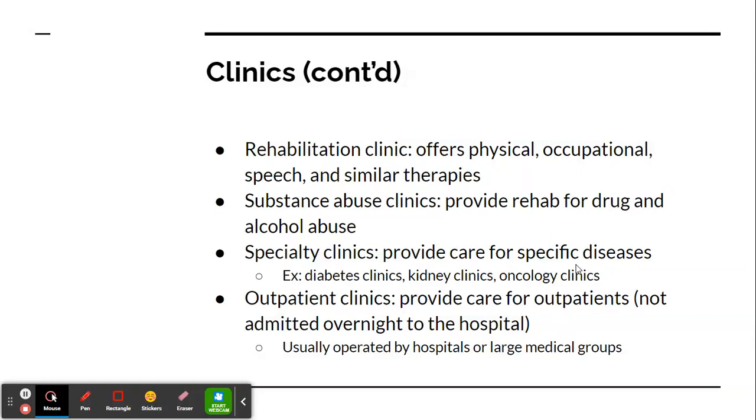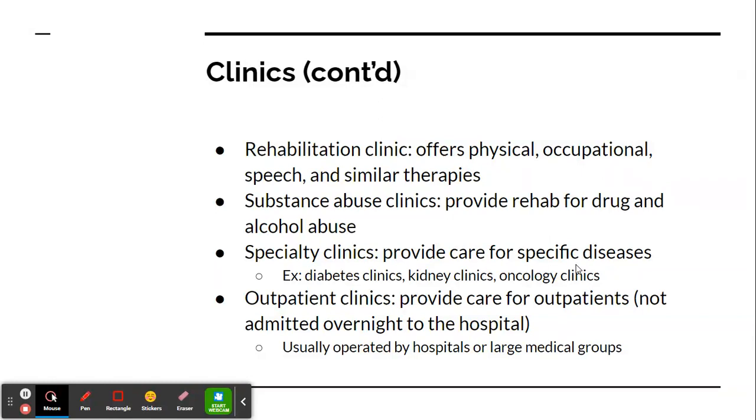Rehab clinics are where we're going to see physical, occupational, or speech therapy. So again, someone who's had a stroke but doesn't necessarily need that long-term care facility is still going to go for some sort of rehab. Or my husband, he just had a hip replacement. He's still going for physical therapy so he can learn how to use those muscles again and build up strength back up in that leg.